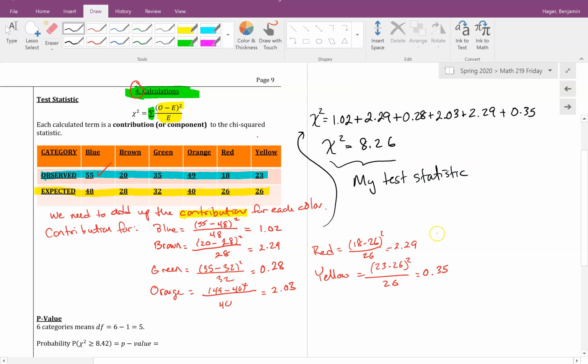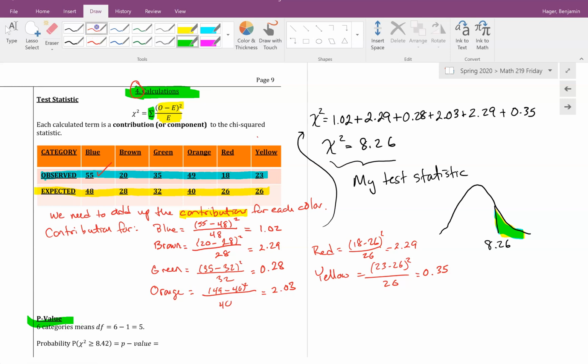So what we're looking at is a chi-squared distribution. I've got some test statistic at 8.26, and I'm going to be interested in the area to the right of that, right? That right there is going to be the p-value that I look for. Okay, so I'm going to consult my chi-squared table and try to figure that out.